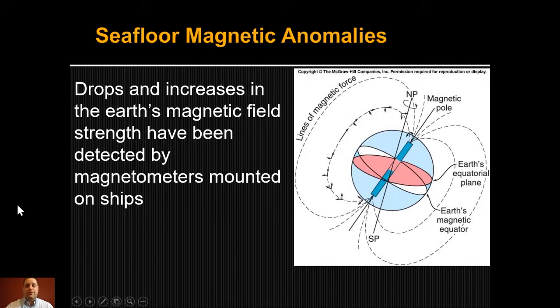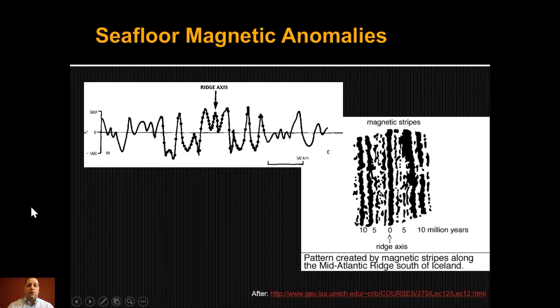So they found drops and increases in the magnetic field on these ship-mounted magnetometers, and they created these maps of seafloor magnetic anomalies. Here is one in profile, in cross-section. Here is an ocean ridge, and as they approached the ridge, they would see differences in the magnetic field strength. No big deal, right? It changes over time. Who knows what's going on? The rocks here are a little more magnetic. The rocks here are very unmagnetic, right? And then they get to the ridge.